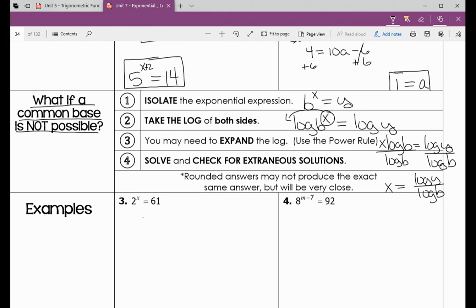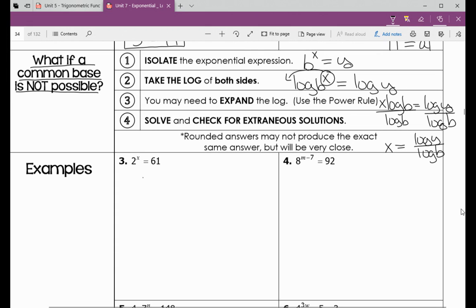Now, there is a little bit of redundancy once you get to a certain point. So for example 3, I have my b to the x equals y. I have that by itself, so I'm good. So I'm ready for step 2. I'm going to take the logarithm of both sides.